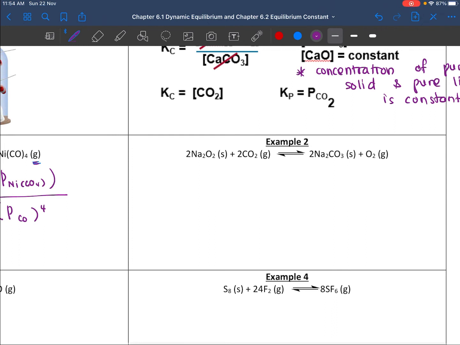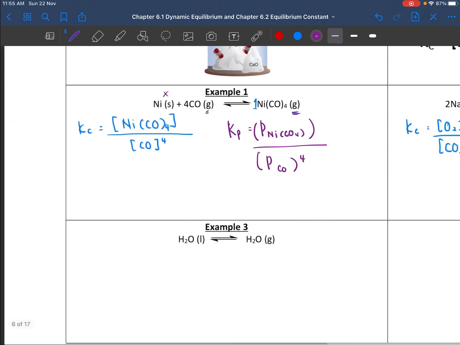Okay, so saya proceed lah. Kc for this one adalah kita ambil phase gas sahaja dan aqueous. So O2 gas to the power of 1 divide with concentration of CO2 to the power of 2. Okay, and kalau dia minta Kp equal to partial pressure of oxygen to the power of 1 over partial pressure of CO2 to the power of 2.